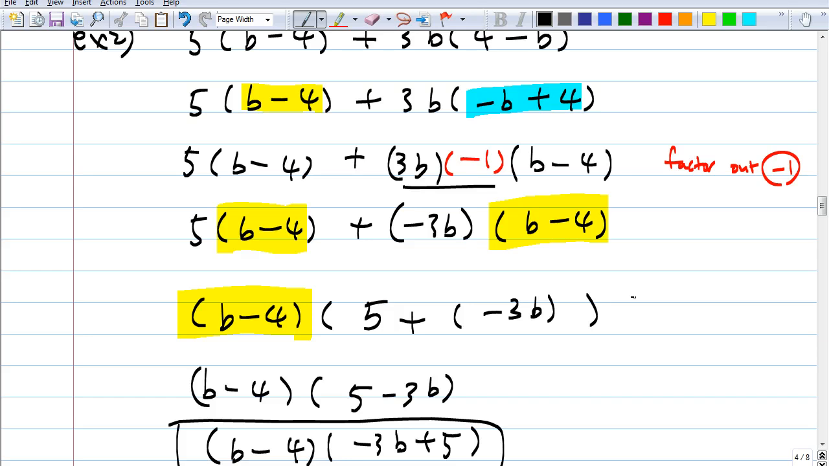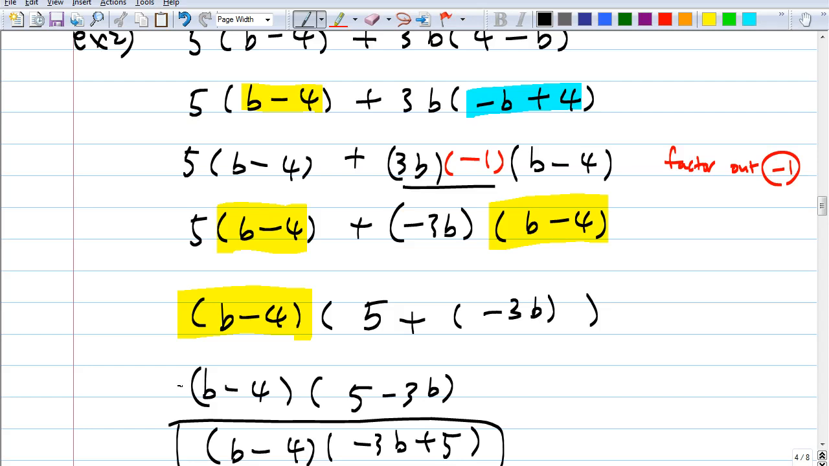You see? So, unlike example 1, many times, like on your homework tonight, they're not going to just let you see the GCF right away like that. You're going to have to do some work, okay? It'll be like the opposite of what's in there. Yes? Could you just do 5 minus 3b? Yeah, that's what I have right here, on the second one.